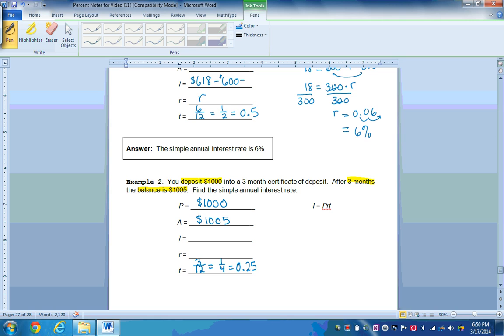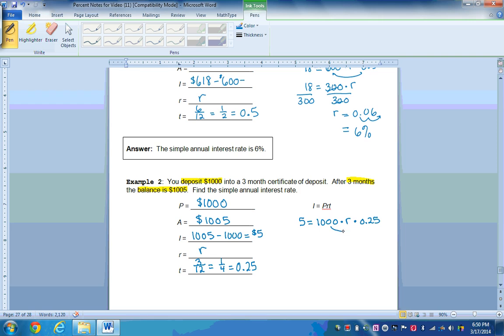Now, can we figure out the interest? We sure can. We can subtract the $1,005 minus the $1,000, and that tells me we're going to be earning $5 in interest here. The rate is what we're looking for. So let's go ahead and plug in everything we know. The interest is $5, and that is equal to my principal, which was $1,000, times my rate, times my time, which was 0.25.